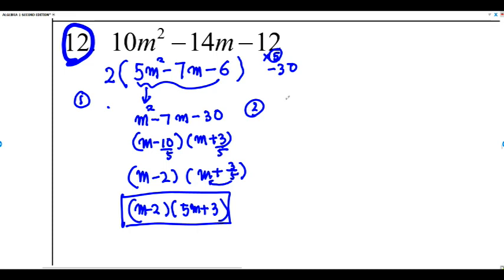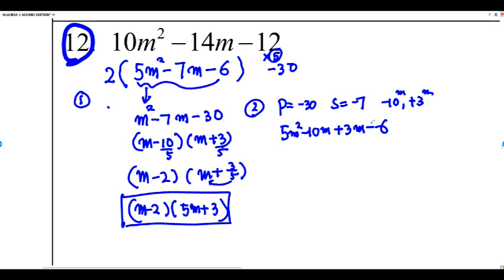Now I'm going to take the inside of it, okay? The product is negative 30, we did already, okay? And the sum is negative 7. We already know that the two numbers are negative 10 and positive 3, okay? So over here inside is 5m squared minus 10m plus 3m, minus 6. We just separate this one. Negative 7m is negative 10m plus 3m. Okay, over here. So grouping factor.